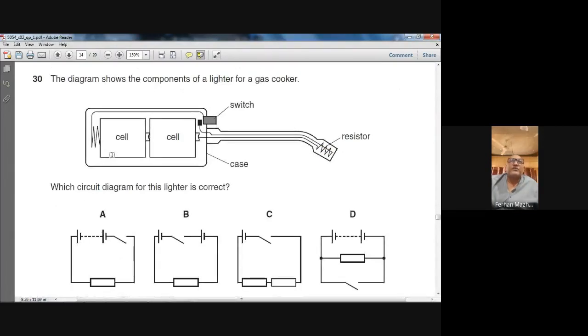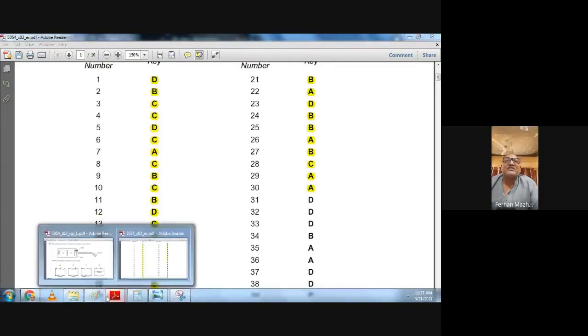Okay, so here we go. The diagram shows the components of a lighter for a gas cooker. Which circuit diagram for this lighter is correct? You see here, two cells are correctly connected. And then we have a switch, and you have a casing, and this is a resistor. So the best option I think is A. Okay, so A, let's check. Question number 30, A is the best option.